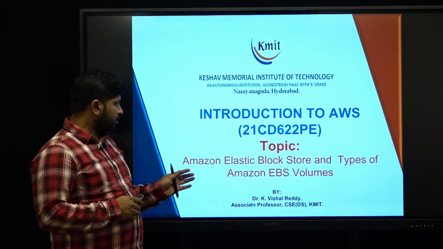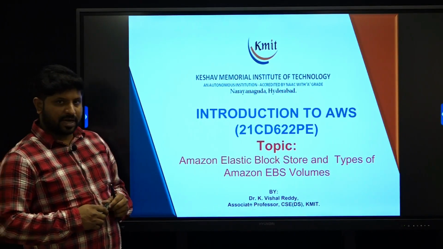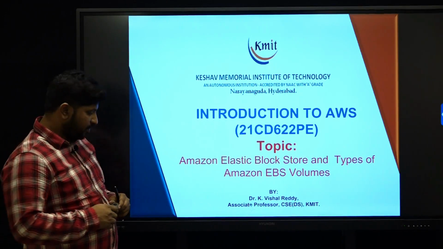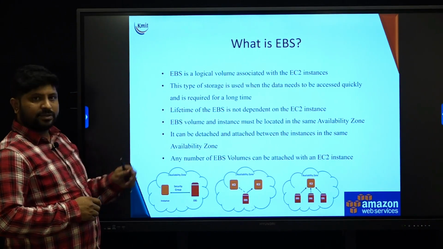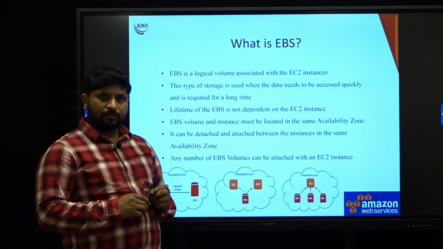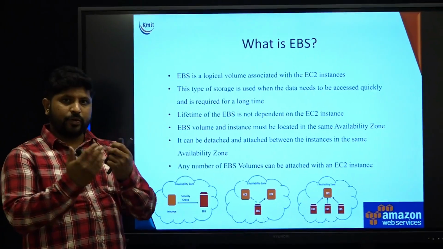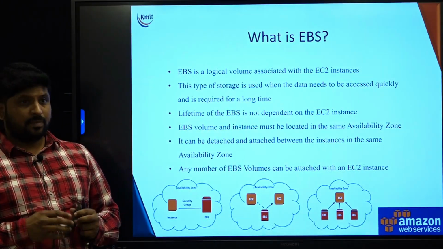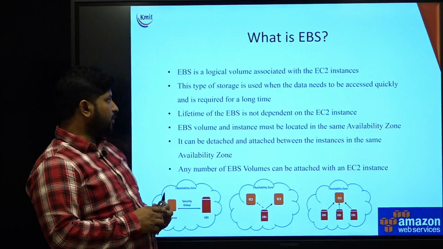As part of this lecture series, today we will be focusing on Amazon's EBS, which stands for Elastic Block Store, and its types of EBS volumes. Let's begin. What is EBS? EBS is a logical volume which gets associated with your EC2 instance when you launch your EC2. By default, EBS is attached or associated with your EC2 instance.